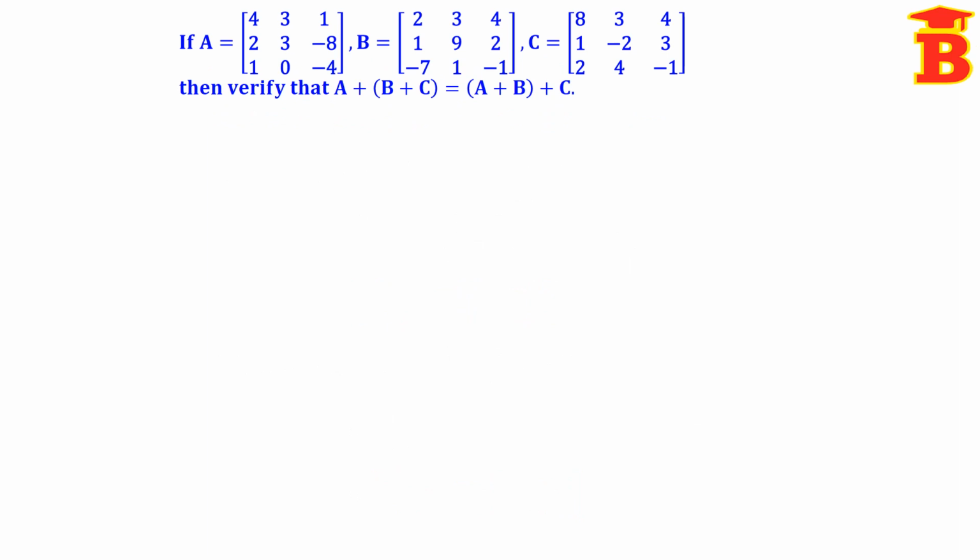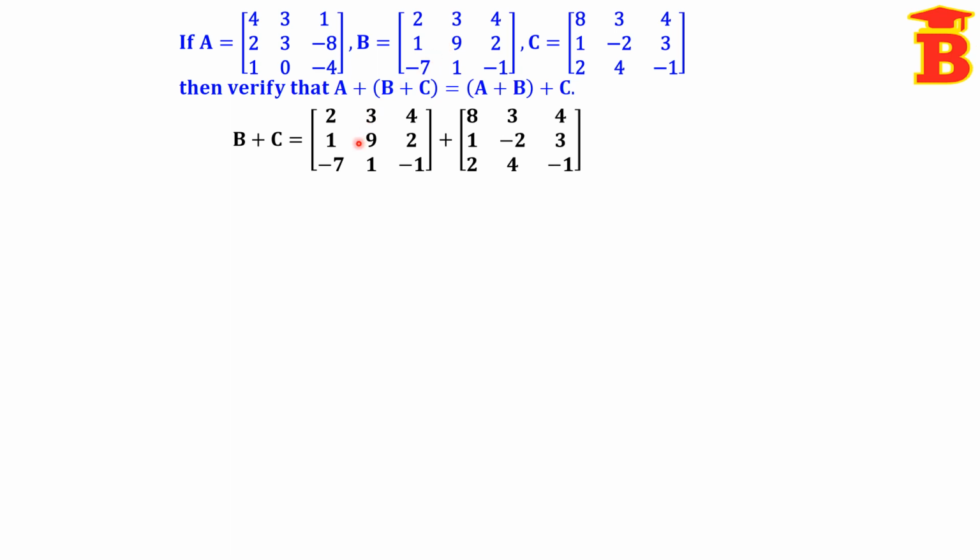Next problem, three matrices are given. Then we have to verify A plus within bracket B plus C equal to within bracket A plus B plus C. Here all the three matrices are of the same order, so we can add all the matrices. First let us find the left hand side. Take this bracket first, that is B plus C. So take and write B matrix plus C matrix.